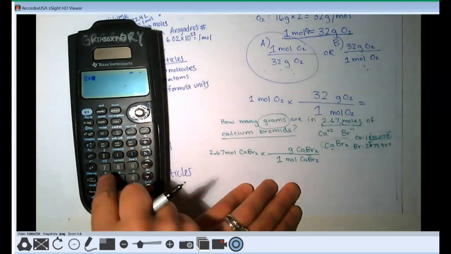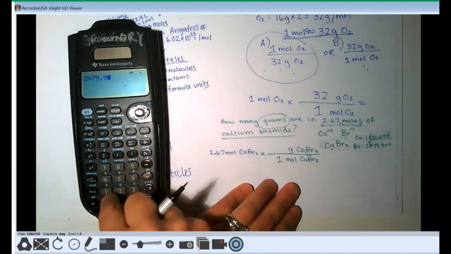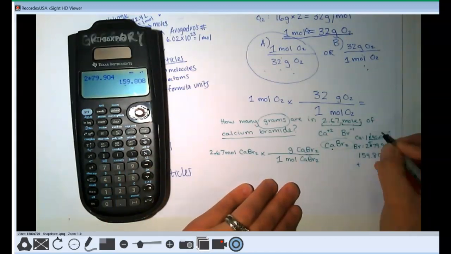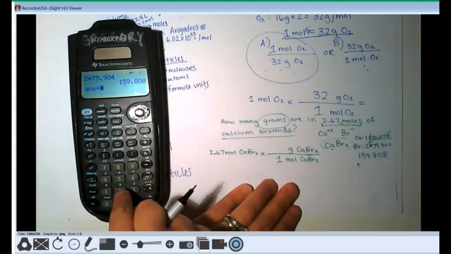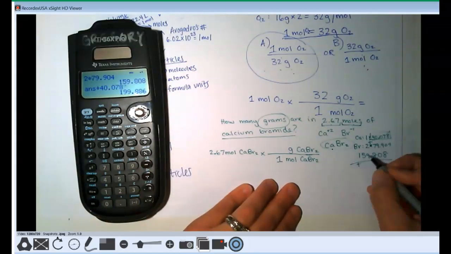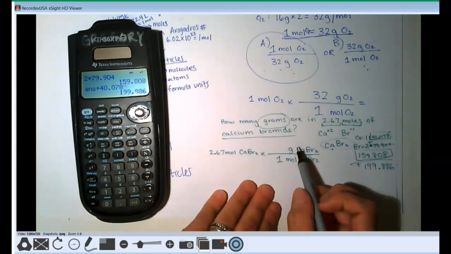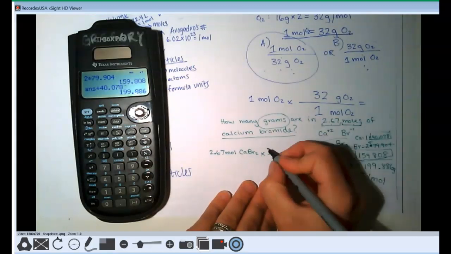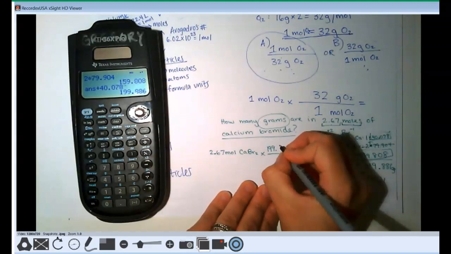2 times 79.904. So that's 159.808 plus 40.078. I'm just going to write the total here. It's not that part. This plus this gives me a total of 199.886. So that's what I'm going to put as my molar mass of calcium bromide. So I know there's this many grams in 1 mole for calcium bromide. So 199.886.